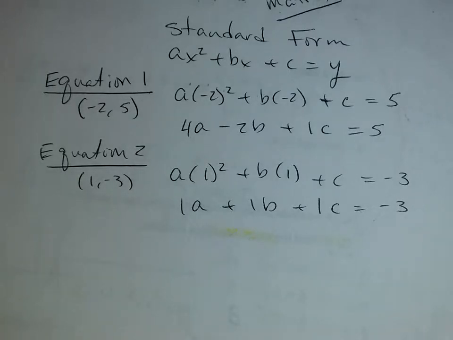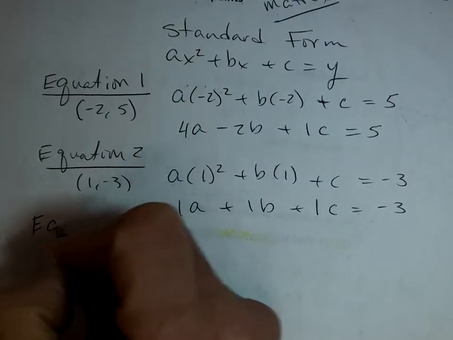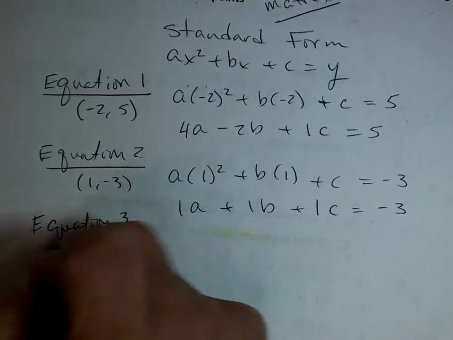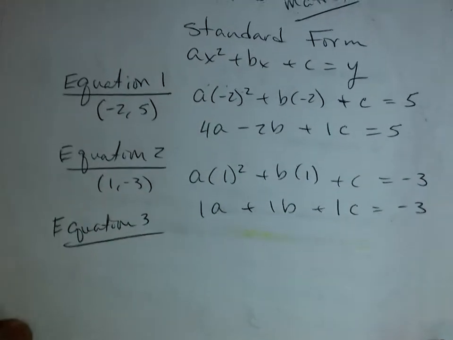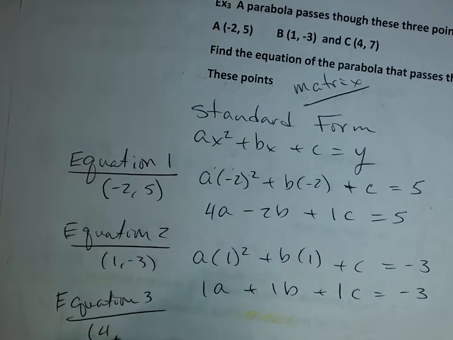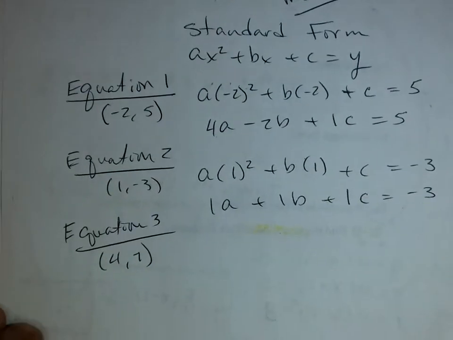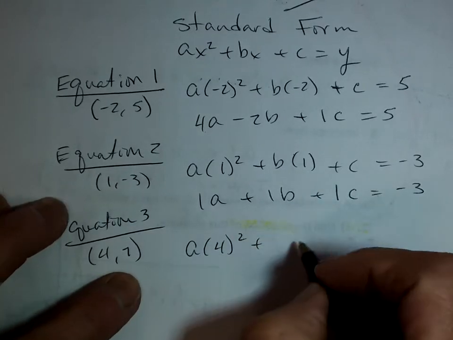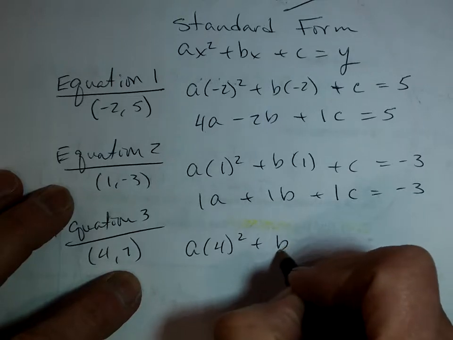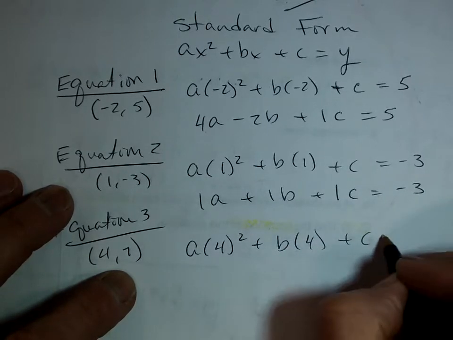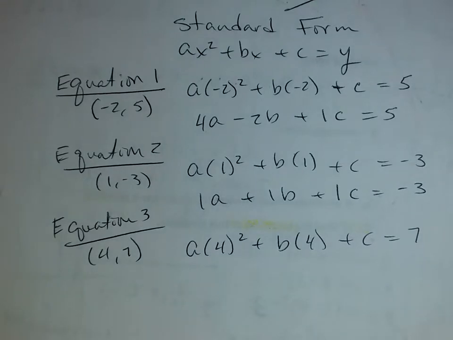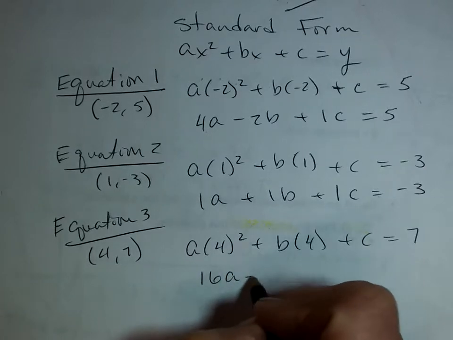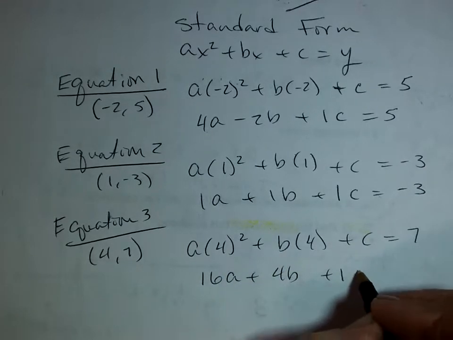Let's make equation 3. You can see where I'm going with this, I'm sure. Equation 3 is made from point 3. Point 3 was the point 4, 7. So let's plug that in. Equation 3 is going to be a times 4 squared plus b times 4 plus c equals 7. So 4 goes in for x, and the 7 goes in for y. So let's simplify it. 16a plus 4b plus 1c equals 7.